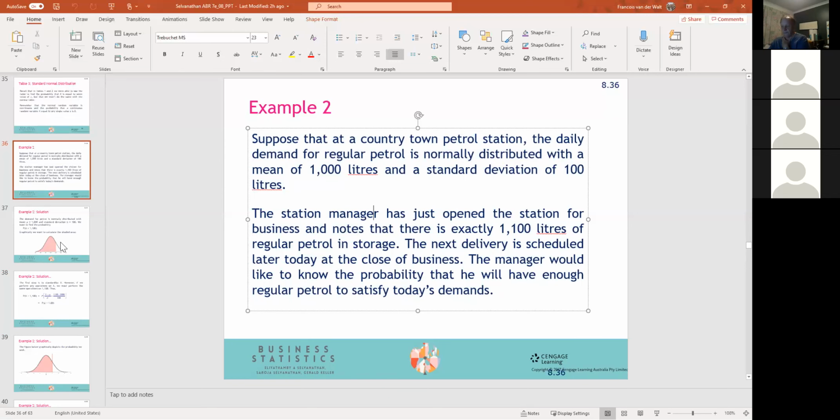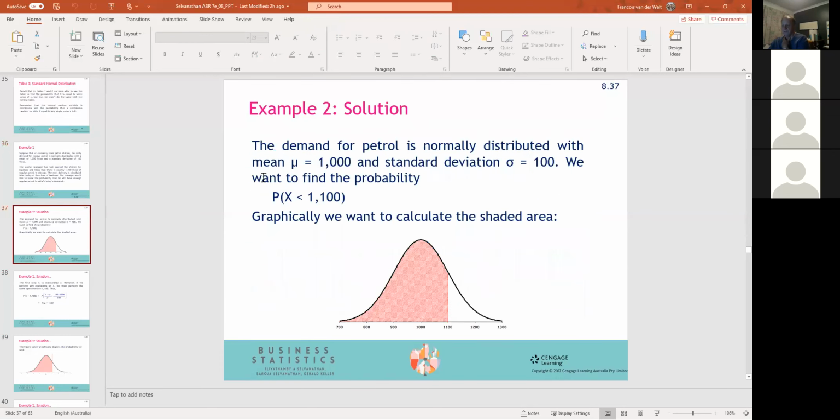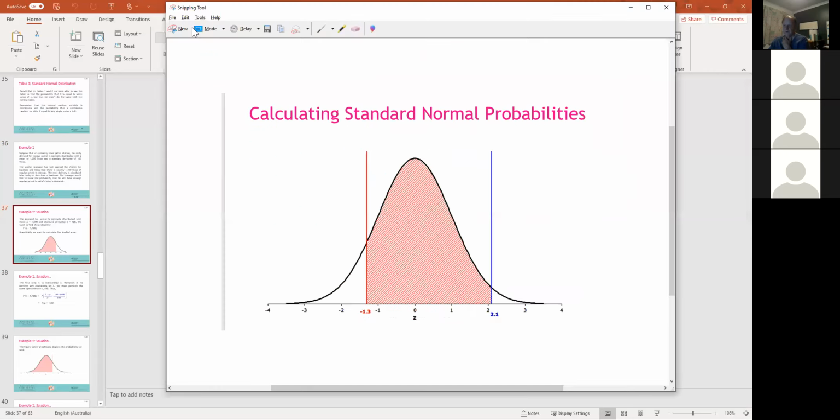So let me show you how we would calculate it. The demand for petrol is normally distributed with a mean of 1,000 and a standard deviation of 100. We want to find the probability of X less than 1,100. Graphically, we want to calculate the shaded area. Does that make sense? Okay, let me take it to Excel and show you how I'll do it there.